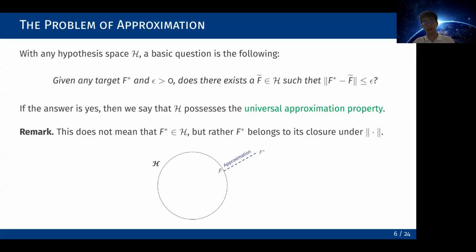So a remark is that, of course, having the universal approximation property does not mean that f star must be contained in H, okay? This is an important point. f star may be outside, but if f star belongs to the closure of H under some norm, then you also have this universal approximation property under that norm. Okay, so this will become an important point later on.